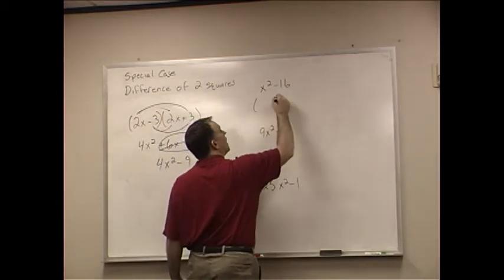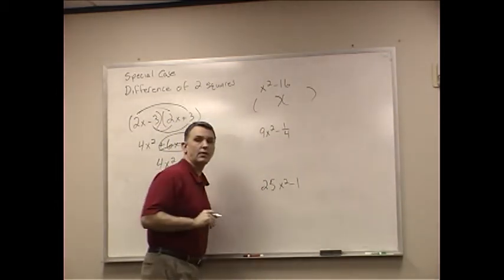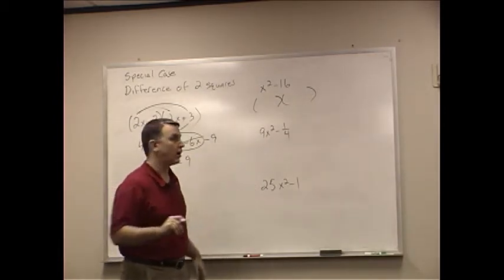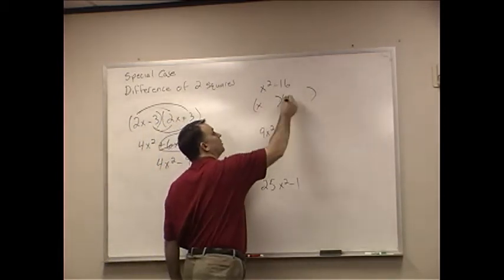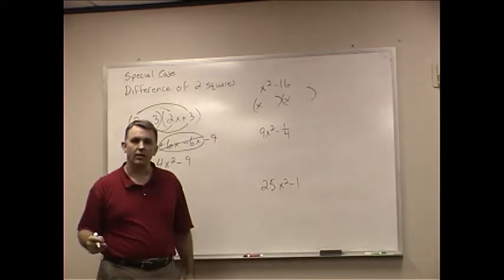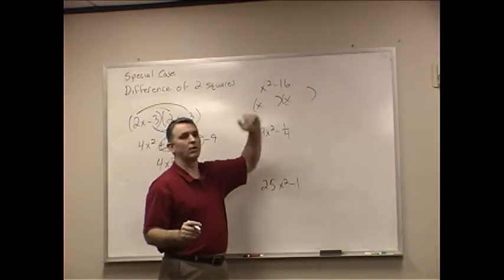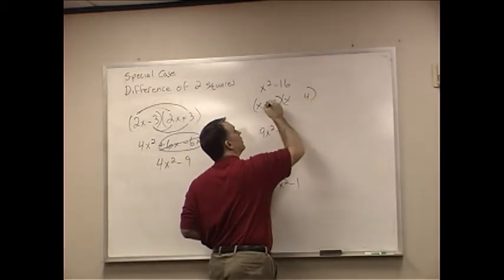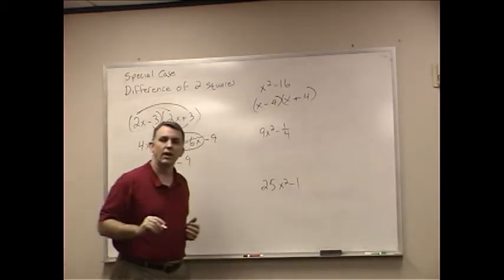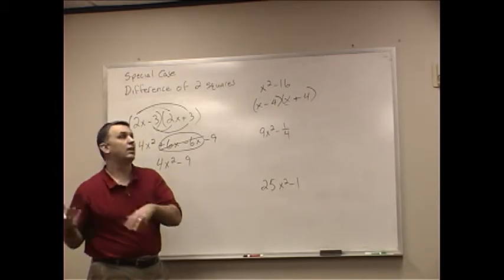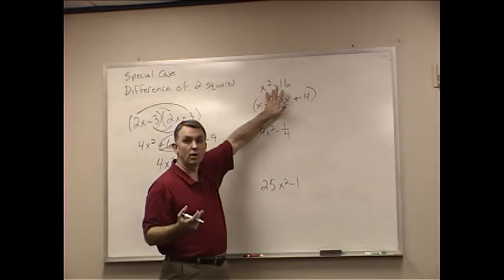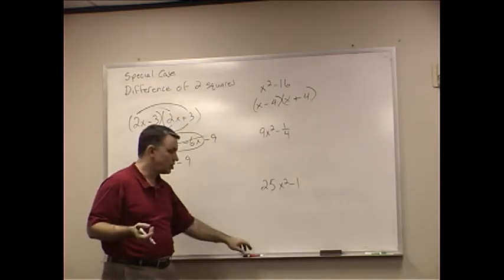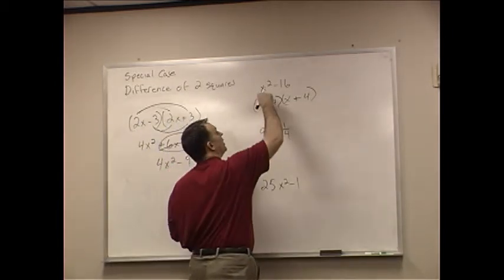So I'm going to go ahead and do some parentheses like we normally would. What's the square root of x squared? Well, the square root of x to the fourth is x squared, and what's the square root of 16? The square root of 16 is 4. So I'm going to write a minus and a plus. You see, no middle term means they have to be identical. You want to check it? You just multiply it out.